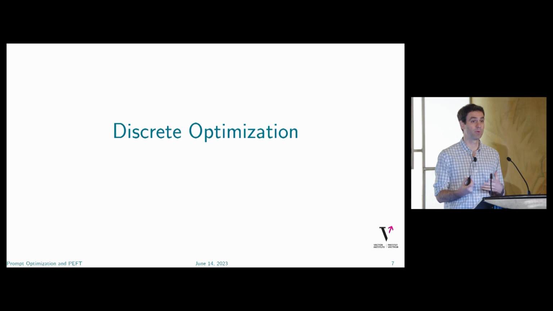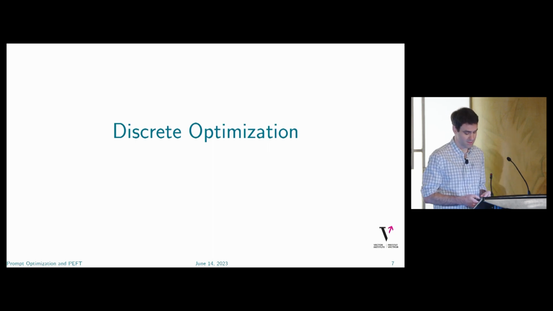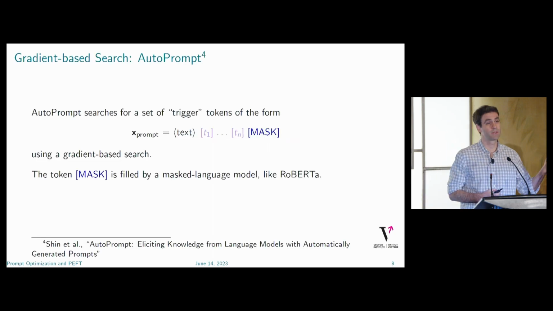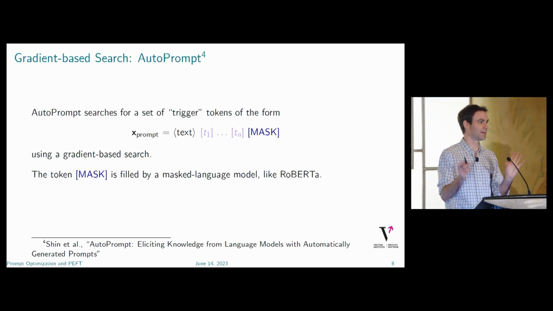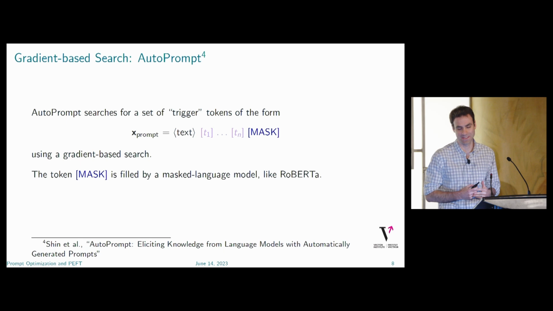So we'll start with an example of discrete optimization. I'll just give one that motivates some of the continuous optimization approaches, but there are a lot of others that you can investigate. So we're going to start with gradient-based search. This is called AutoPrompt, not to be confused with some of the other auto-prompt methods that have come out.